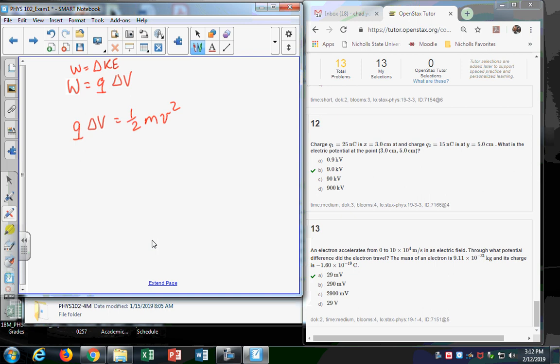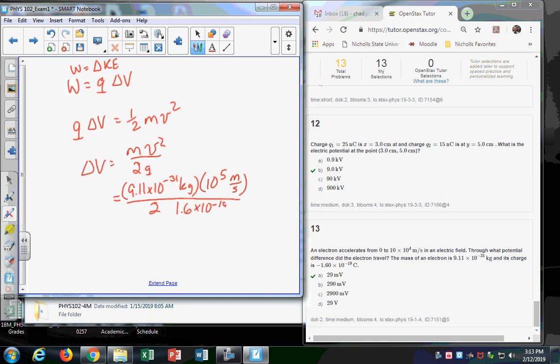And then I need to go through and pick out all the numbers. Now what am I looking for? Delta V. So delta V is equal to mv squared over 2Q. It's an electron, so m is 9.11 times 10 to the minus 31 kilograms. V is 10 times 10 to the fourth, that's 10 to the fifth meters per second. I just wrote it a little more simply. Divided by 2, that's from the 1/2, and then Q is 1.6 times 10 to the minus 19 coulombs. And then that'll give me 0.029 volts.